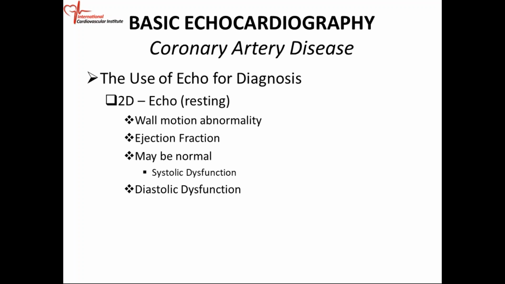But patients may have a normal ejection fraction. The wall motion and everything may look normal. So these patients, when you stress them, you can bring out the abnormality because they may be walking around with a 70% occlusion, but because they're not exerting themselves, the muscle below the blockage is getting sufficient blood flow at rest.